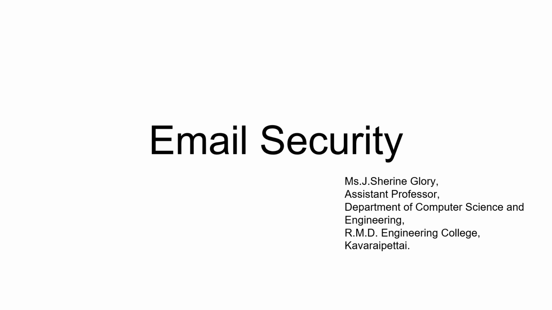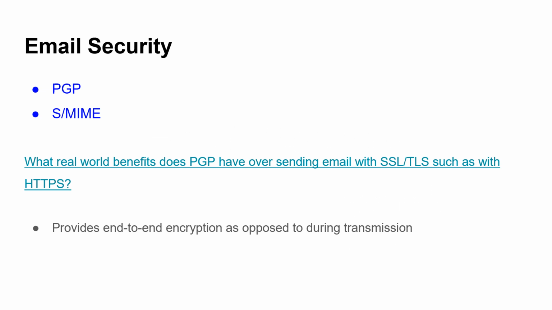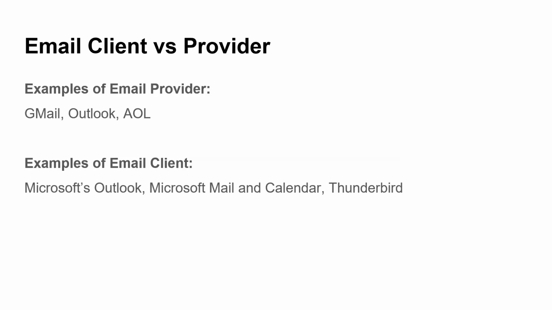Hence, it is important to provide security for the email. So let us move on to this topic. For providing email security, today we are going to discuss PGP. There are two platforms available which provide email security. One is PGP, another one is S/MIME. Today we are going to explain PGP.